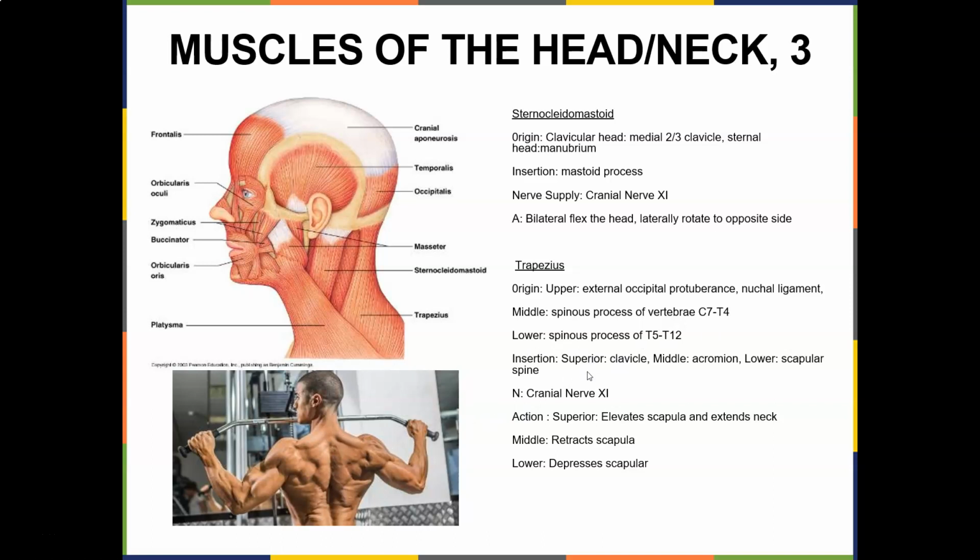Inserts in the clavicle for the superior. Okay. The middle inserts in the acromion, and the lower inserts onto the scapular spine. Innervated by cranial nerve 11. And what is the action? Well, the superior trap will elevate the scapula and extend the neck here. The middle trap will retract and the lower trap will depress.